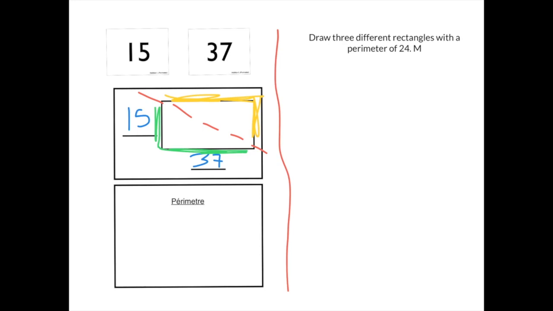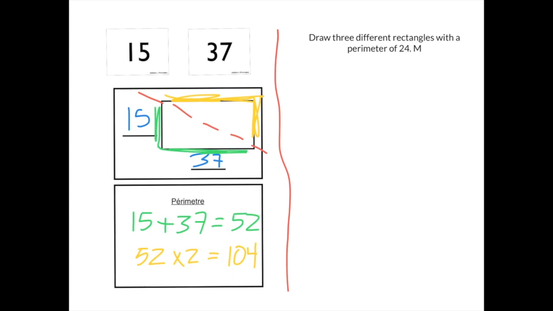So to find the perimeter of this rectangle, which has dimensions of 15 and 37, all that students need to do is find the sum of the green side. So 15 plus 37 is 52. And then double that length, so 52 times 2, in order to find a perimeter of 104.